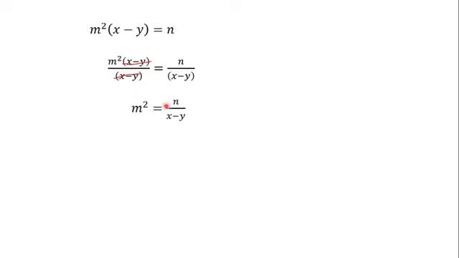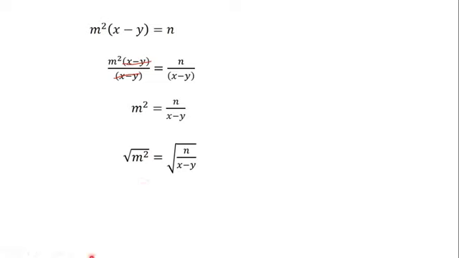Now, because we want to make m the subject, but what we have here is m squared, we are going to take square root of both sides such that the square root sign will nullify the squared here so that we can make m the subject. So that is exactly what we are going to do. We take square root of m squared here, then we take square root of n over x minus y. What you do to the left hand side, you do the same thing to the right hand side.